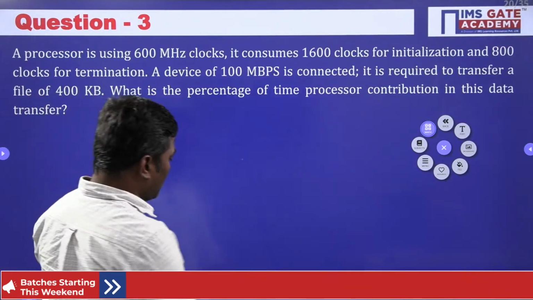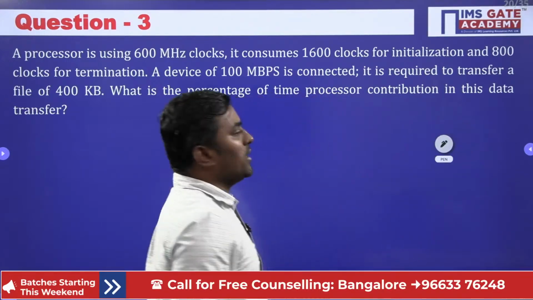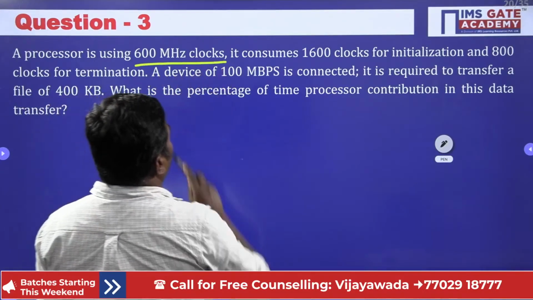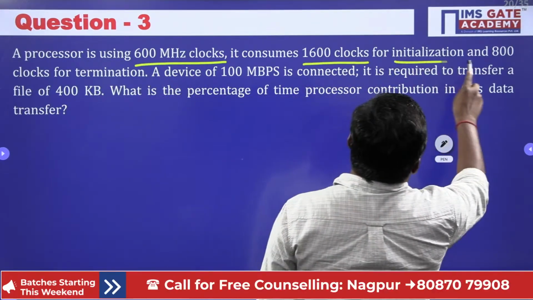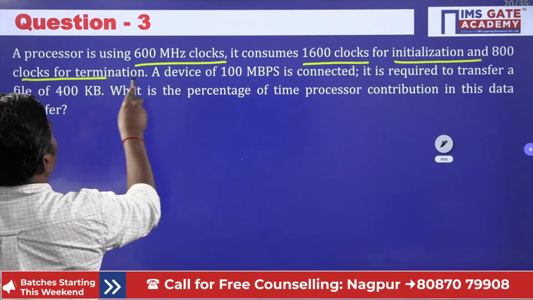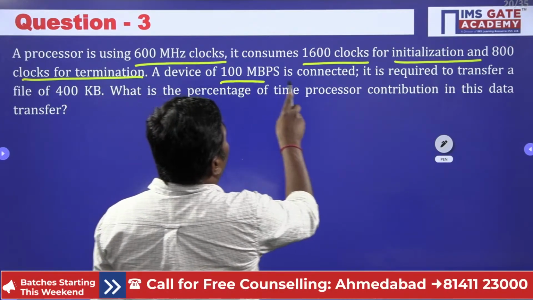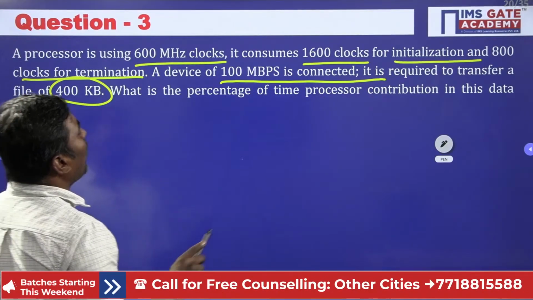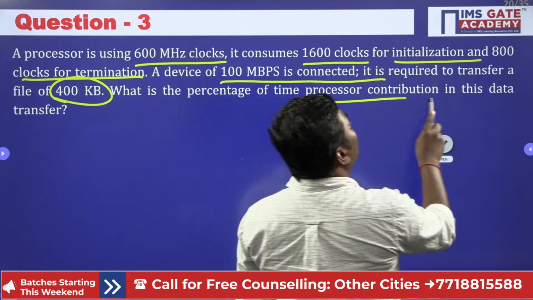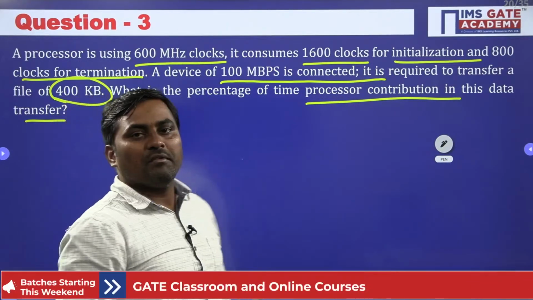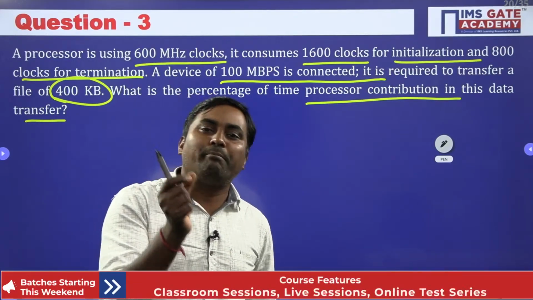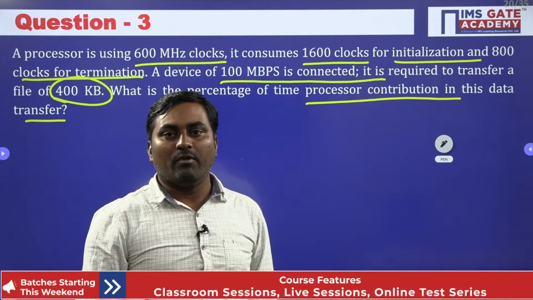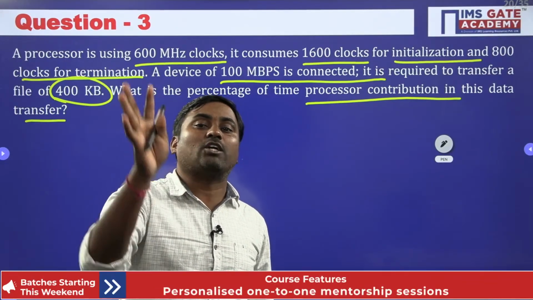Look at another question. A processor using 600 megahertz clock consumes 1600 clocks for initialization and 800 clocks for termination. A device of 100 Mbps is connected. It is required to transfer a file of 400 KB. What is the percentage of the time the processor contributes in this data transfer? The words active, busy, contribution are given. You would understand they are talking about burst mode here. They are asking how much percentage CPU is active.